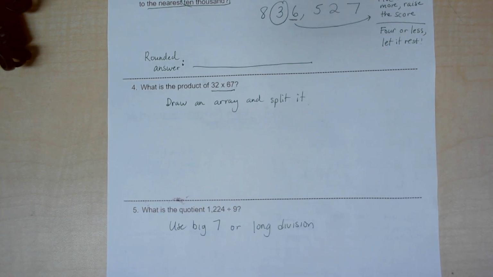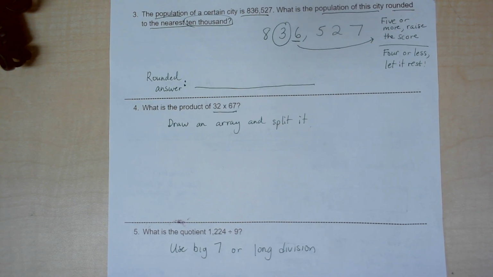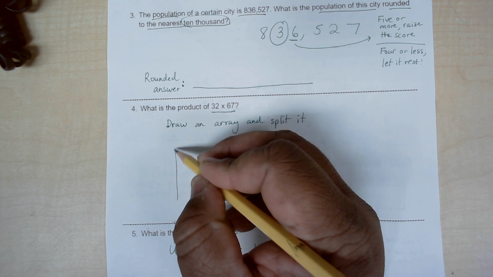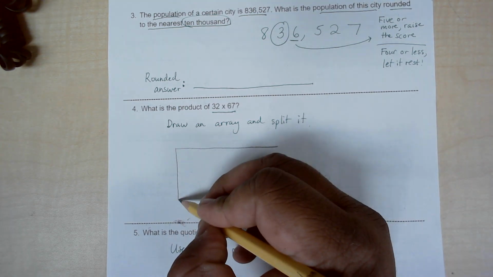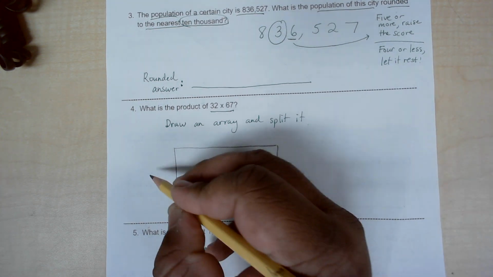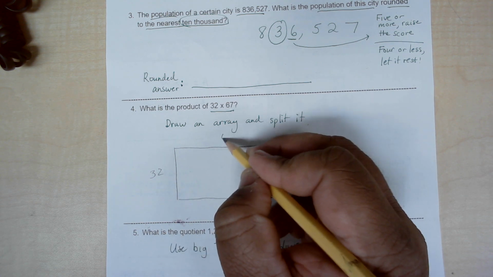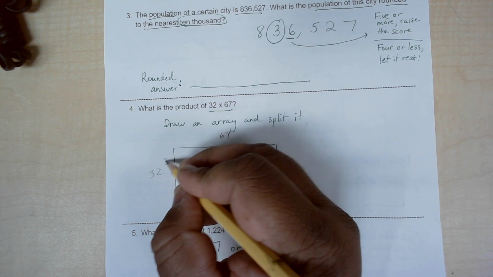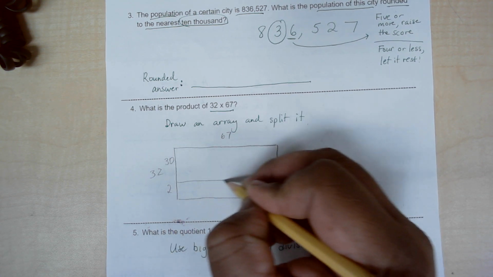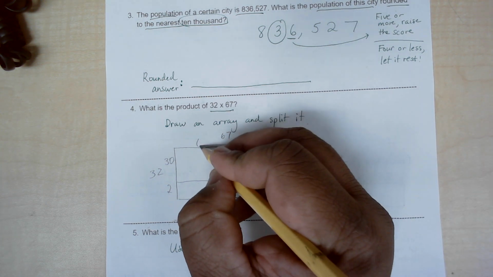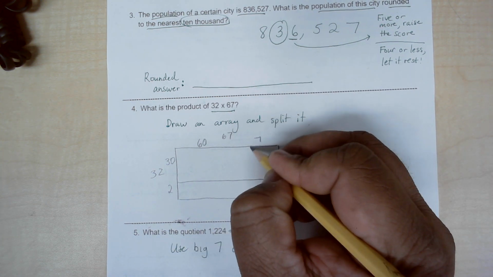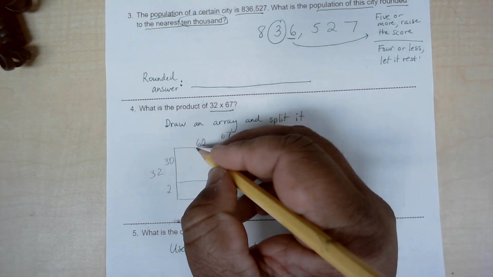All right, what is the product of 32 times 67? Draw an array and split it. So I'll even help you with this part. If you draw the array, like I'm doing, 32 times 67, you know you got 30 and 2. And then you also can split the 60 and the 7. So you have 4 parts.